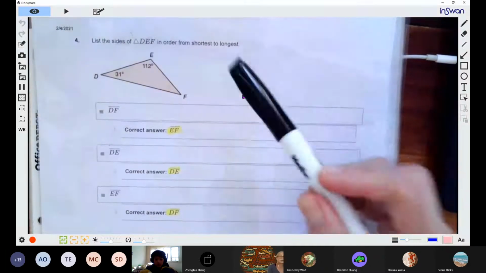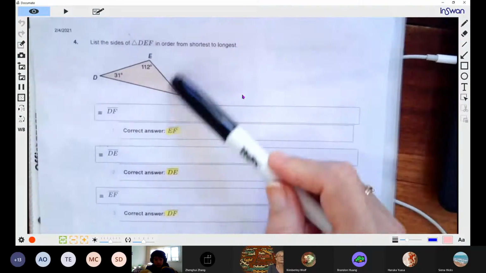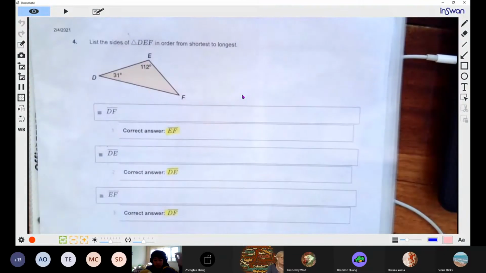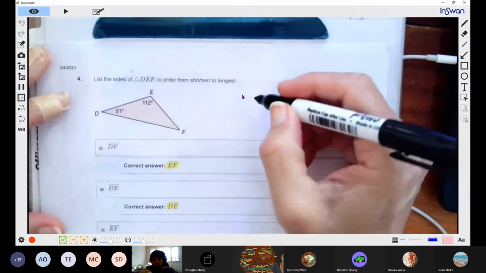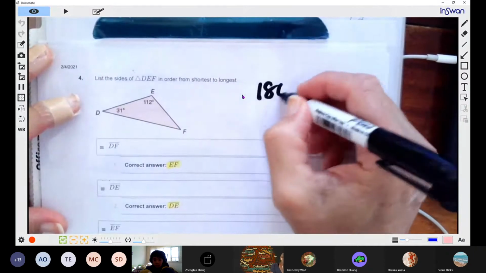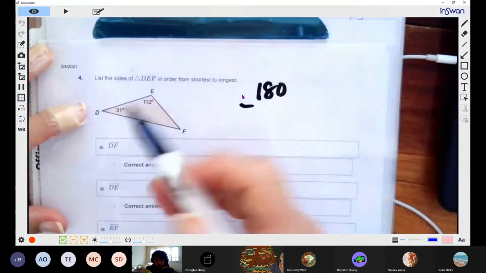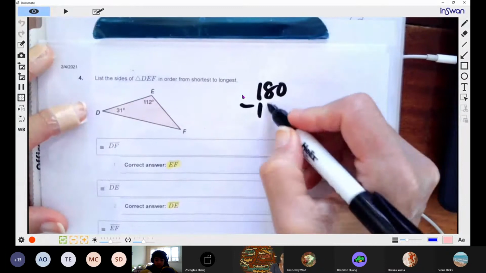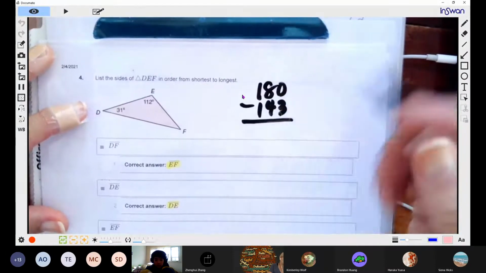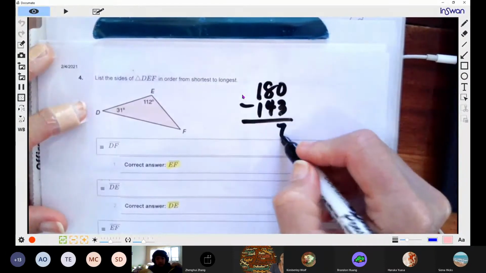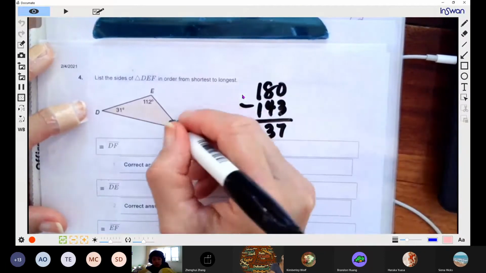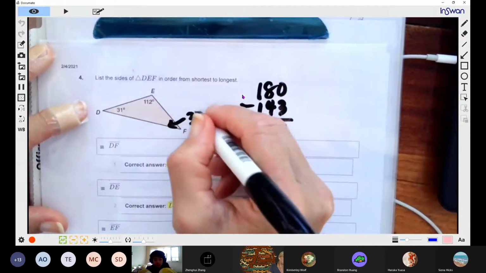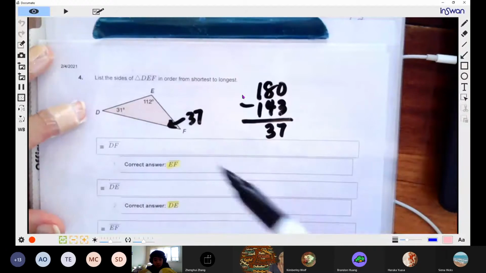Okay, this is the same question, but with angles instead of sides. So since I don't have this third angle labeled, I'm going to have to figure that out. So 112 plus 31 is 143. So let's see, that's 10 minus 3, 7 minus 4. Okay, so that means this one here is 37. So that's going to be between 31 and 112.